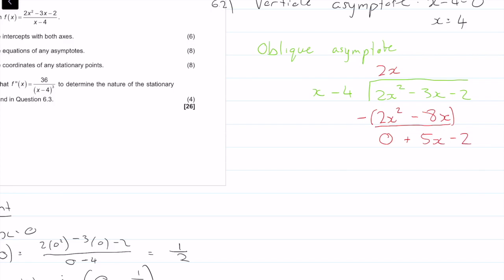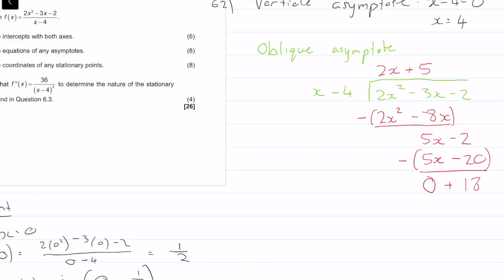Now what do I need to multiply here to get 5x? I need to multiply by positive 5. So then we have positive 5x minus 20. And again we subtract this, so we get 0, and then we have minus 2 minus minus 20, which is positive 18.